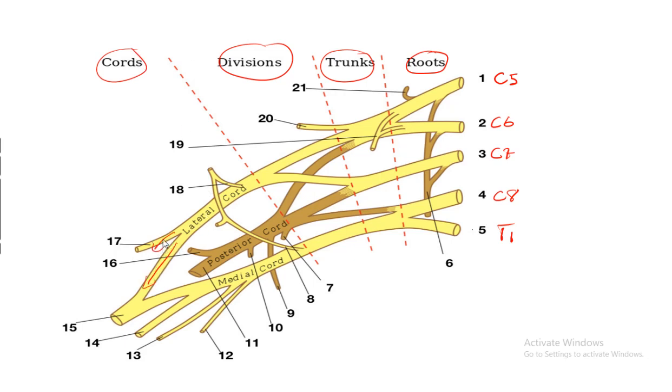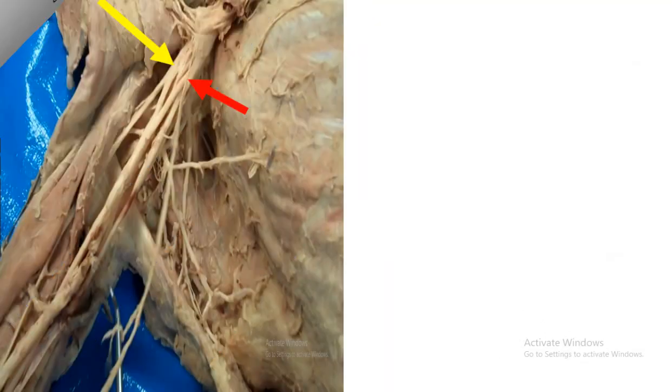The branches consist of different types of nerves. Remember that not all nerves come from the cords. Some nerves might even come directly from the roots. But I'm not interested in labeling the whole of this diagram because I have a tutorial video on this which you need to watch. Let's quickly look at the gross anatomy test.